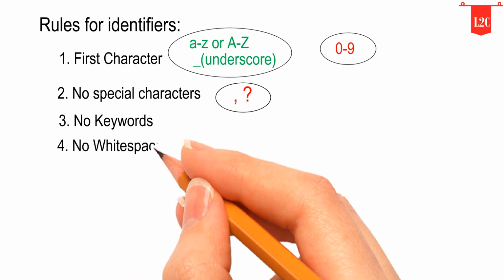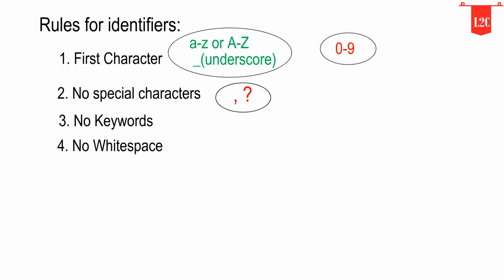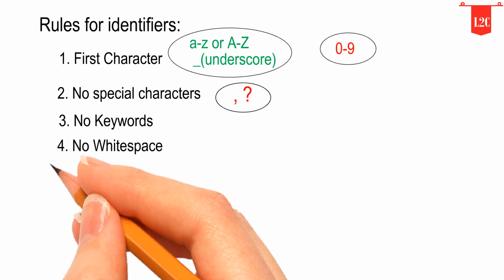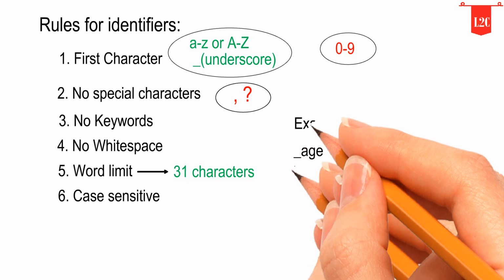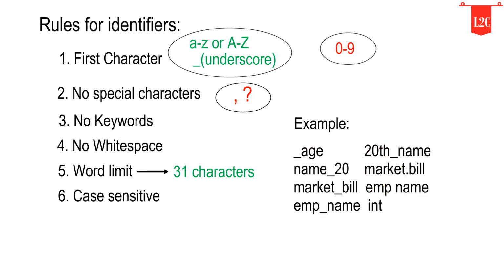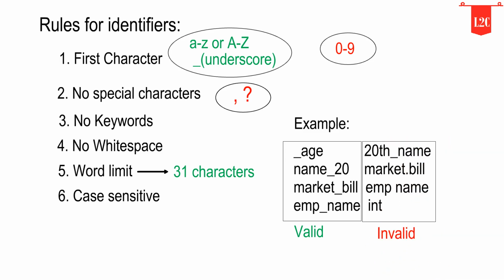Fourth, no white space. White spaces include blank spaces, new line, carriage return, and horizontal tab, which cannot be used in an identifier. Fifth, word limit. The identifier name can have an arbitrarily long sequence that should not exceed 31 characters, otherwise, it would be insignificant. Sixth, case sensitive. Uppercase and lowercase characters are treated differently. Some of the examples of identifiers are here, those are the valid identifiers, and those are the invalid identifiers.